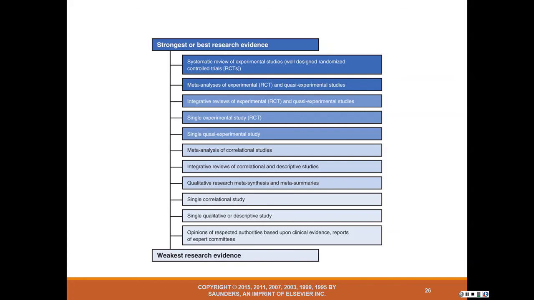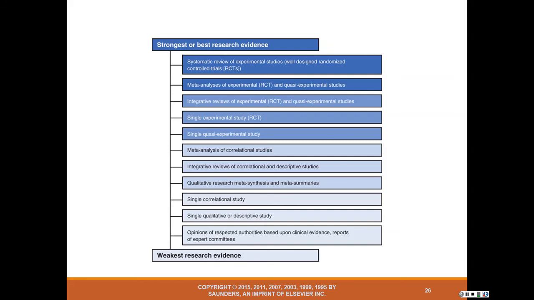Okay, this table here is a table that shows a hierarchy of evidence going from weakest or lowest level of evidence to the strongest or highest level of evidence. And this is used in quantitative research. Okay? So starting with the lowest, opinions of respected authorities based on clinical evidence, reports of expert committees. Next level would be a single qualitative or descriptive study, a single correlational study.